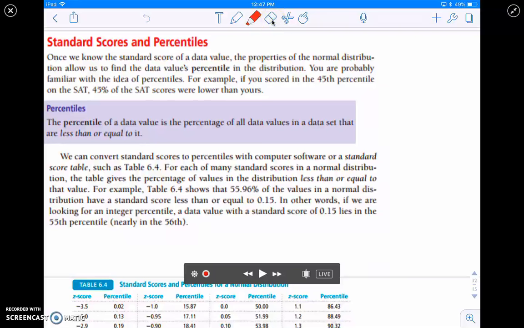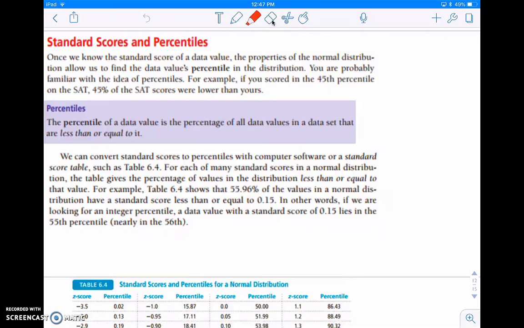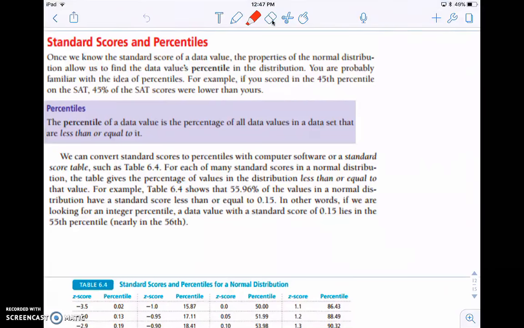Okay, this is part 3, unit 6C, and we're looking at the normal distribution. And so now we're going to talk about looking at the standard scores that we discussed previously and the idea of a percentile. Once we know the standard score of a data value, the properties of the normal distribution allow us to find the data value's percentile in the distribution. You've probably heard of the idea of percentiles, and so we're going to clarify what they mean here and then how we can find them.